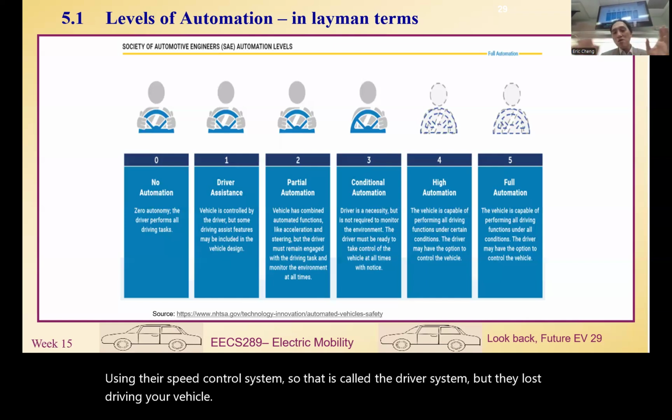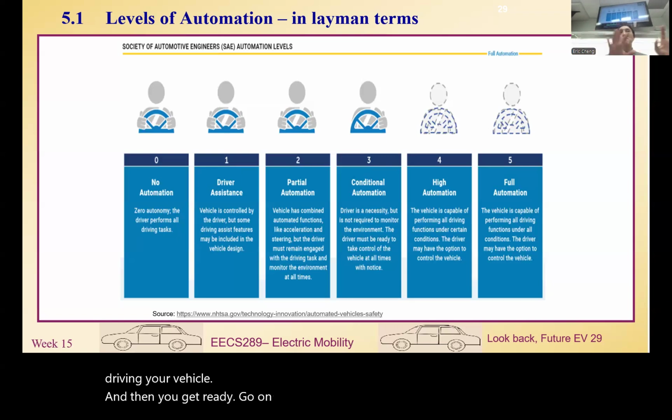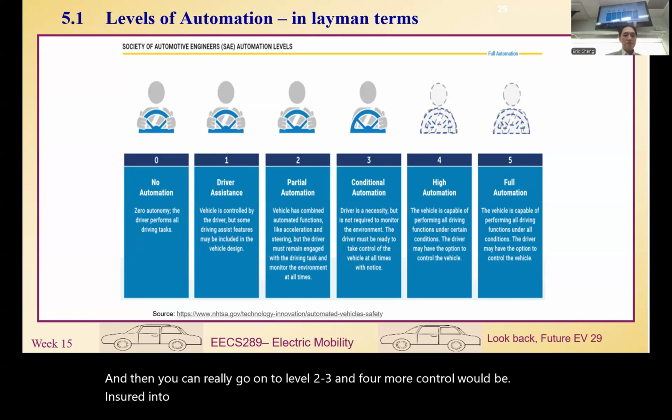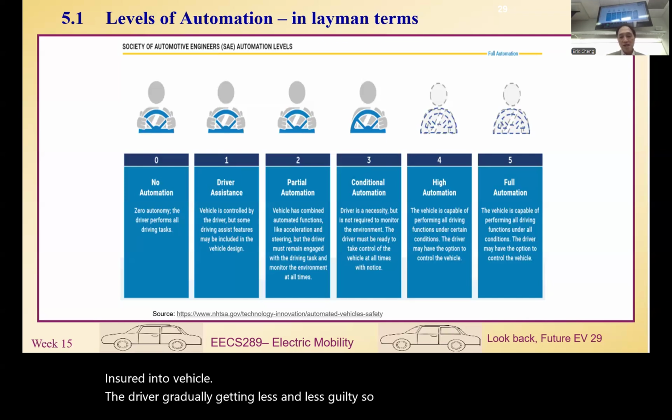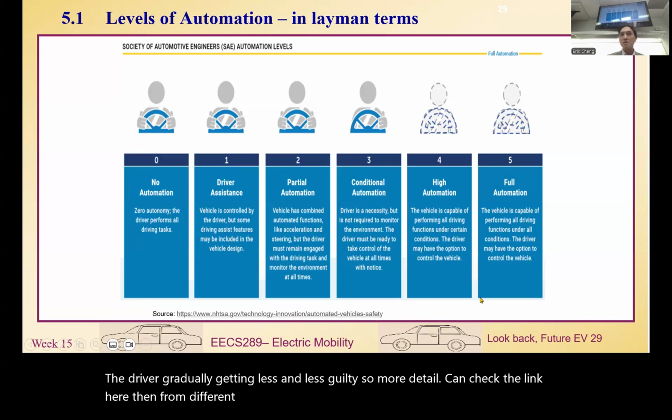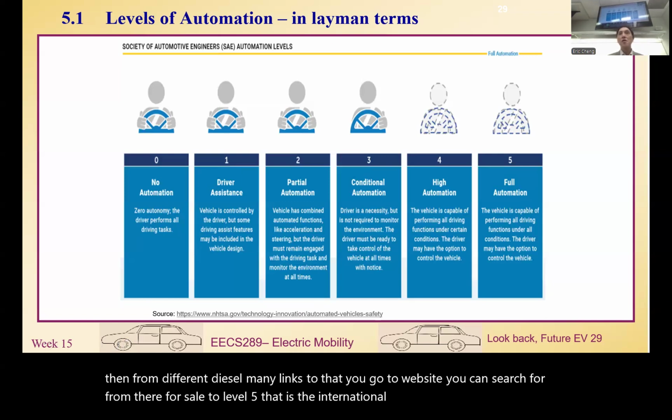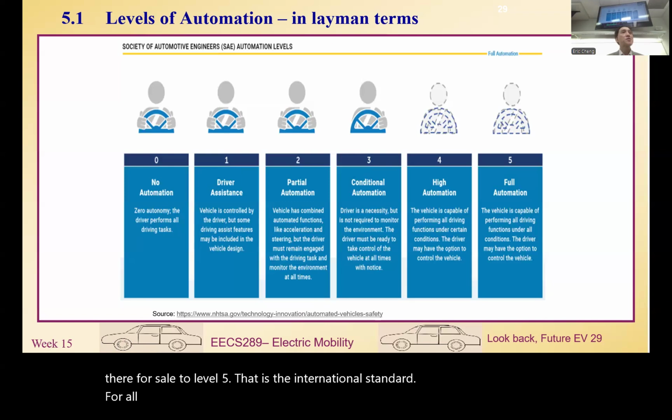And then when you go on to level 2, 3, and 4, more control will be inserted into the vehicle. The driver gradually has less and less duty. For more detail, you can check the link here. There are so many links today. You go to a website, you can search for level 0 to level 5. That is the international standard for all the automation in the vehicle. So that's how we understand, in layman's terms, what the automation looks like.